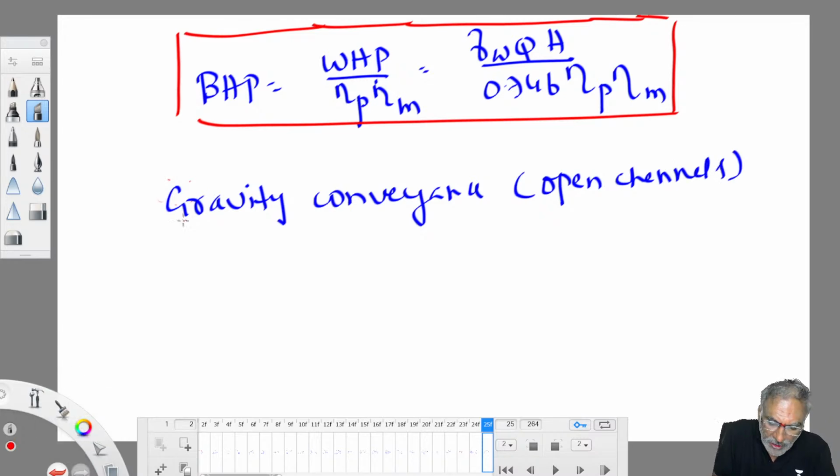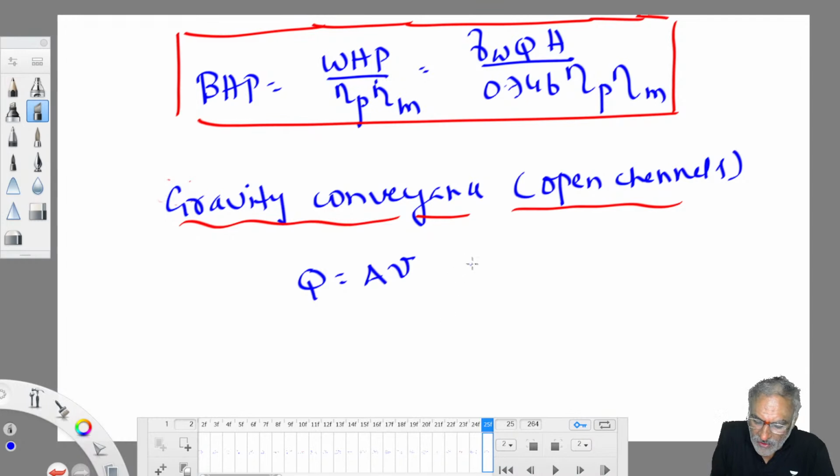So anyway, the open channel topic is there, where they teach you in detail. We also use the same Q is equal to area into velocity formula. Then for velocity, we use Manning's formula here instead of the Hazen-Williams formula. That's for pressure flow; this is for gravity flow.